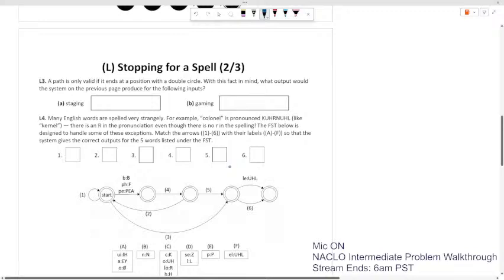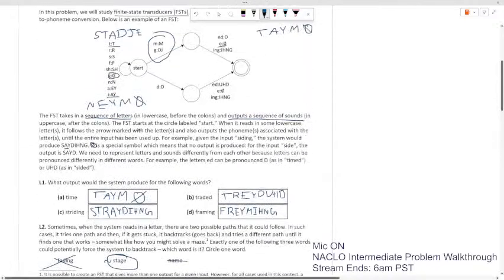L3. A path is only valid if it ends at a position with a double circle. With this fact in mind, what output would the system on the previous page produce for the following inputs? Okay, staging.